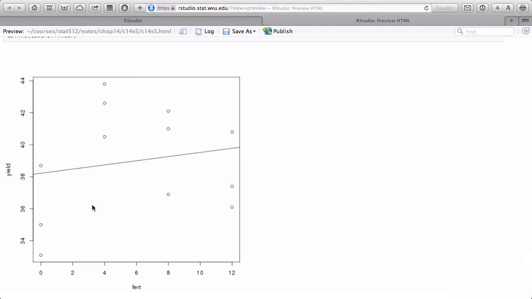You can see that for low fertilizer, the yield is low. It goes up from 0 with no fertilizer, goes up at 4, and then it starts dropping down at 8 and 12. So you have what looks like a quadratic relationship. If you were a researcher, you might want to run an experiment to ask what is the optimal amount of fertilizer that you should have.